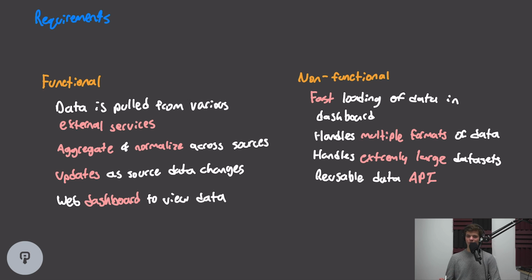We also want to make sure that we're able to handle extremely large data sets. So if we have a very high resolution data set that includes data for the entire globe, this could easily be hundreds of gigabytes or even terabytes in size for a single data set. So we want to make sure that we're able to handle that amount of data, even though our server might not have that much memory available. And finally, we want to have a reusable data API that we can use for any product, including the web dashboard that we're going to be talking about.